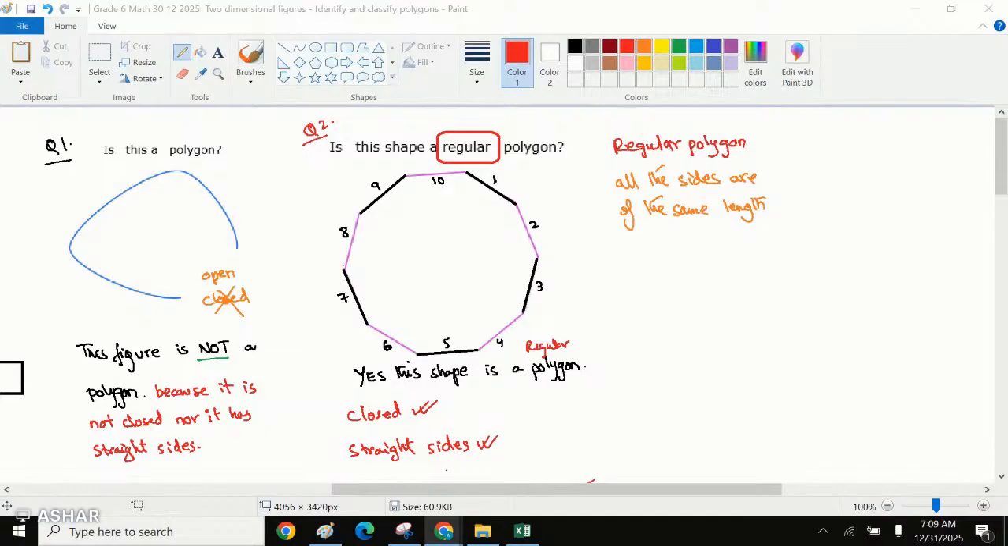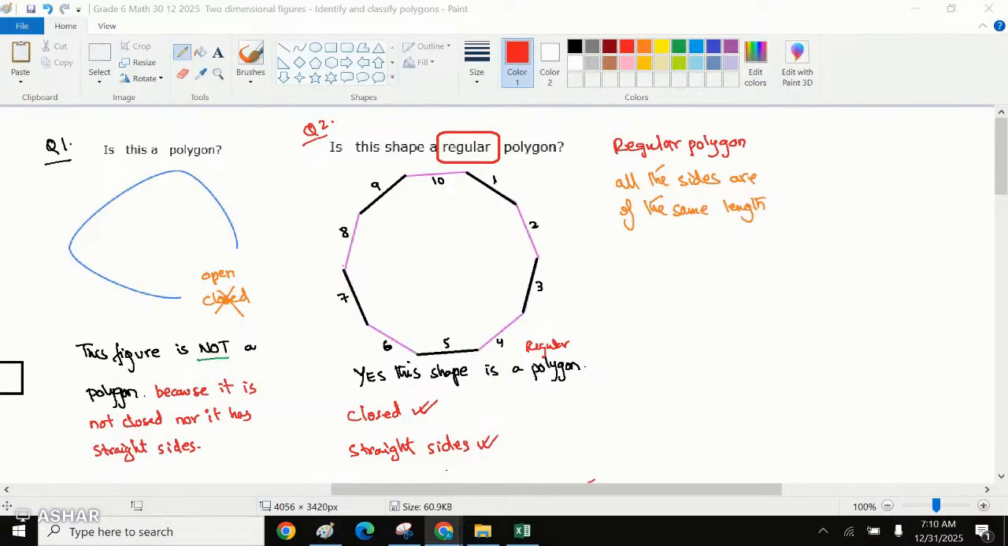Hi everyone, welcome to the class. We are doing polygons, and a polygon can be any shape, right? But there are two conditions for any shape to be a polygon: it has to be closed. In question number one, it is an open shape, so we cannot say it's a polygon. But in question number two, the shape given to us is closed, meaning it's not open at any ends. There are 10 sides, it's closed, and it is made up of straight lines. That means, yes, this shape is a polygon.